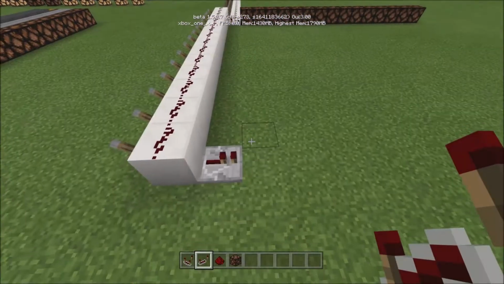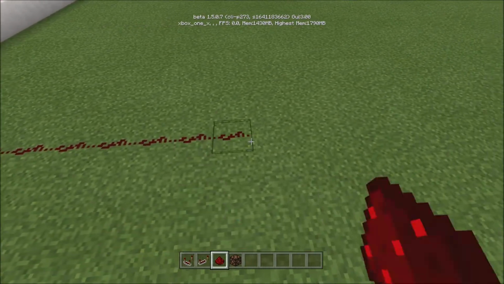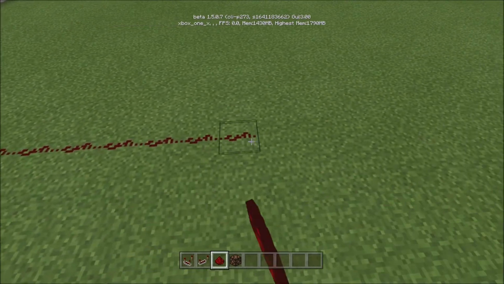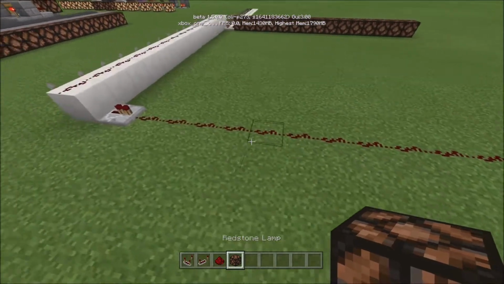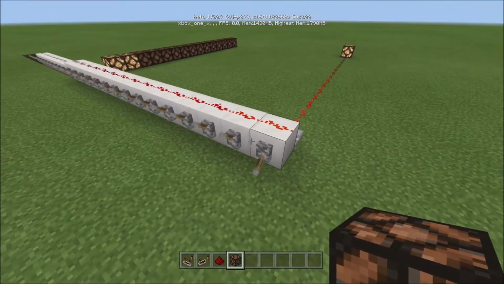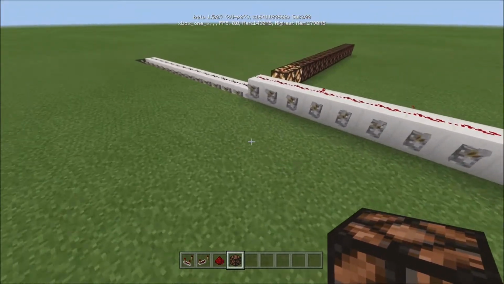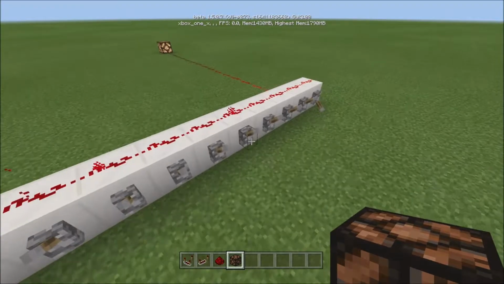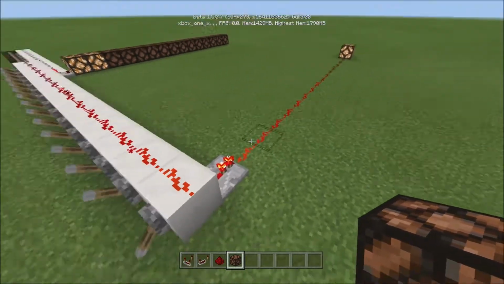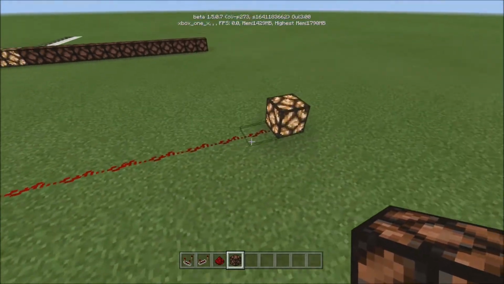So let's just demonstrate that really quick. We've got 1, 2, 3, 4, 5, 6, 7, 8, 9, 10, 11, 12, 13, 14, 15. Okay, so we turn this on. You'll notice with the comparator, I'm sorry, 2. I guess I didn't do it all the way. Wait, did I? I guess not. So with a comparator, you'll see that you're only going to get an output of 2. With this one, you get the full 15.